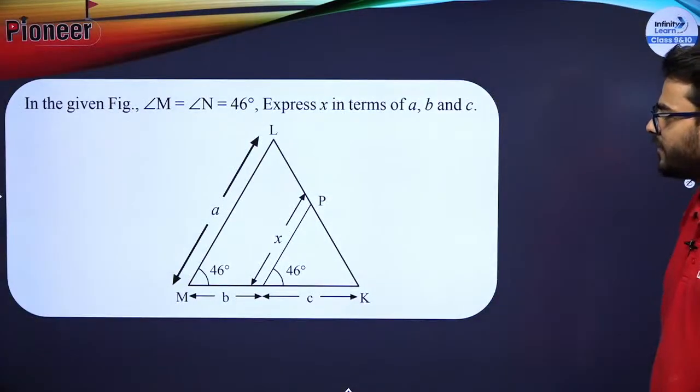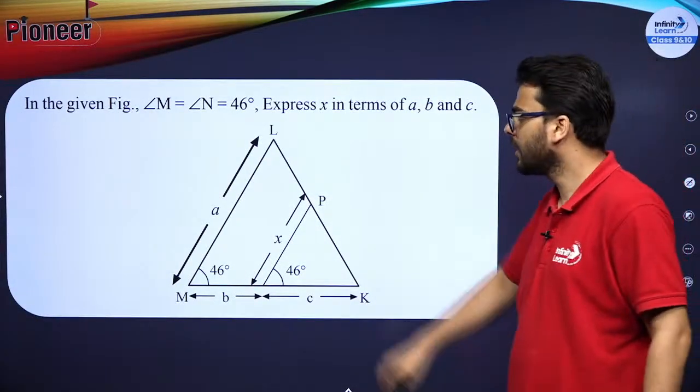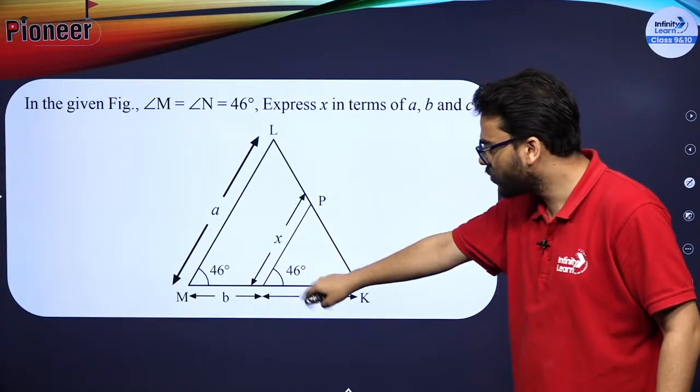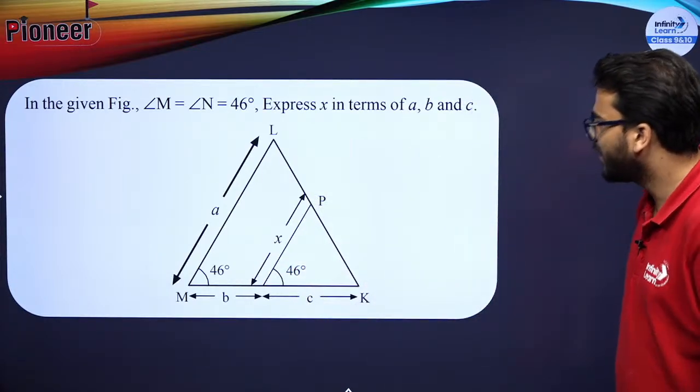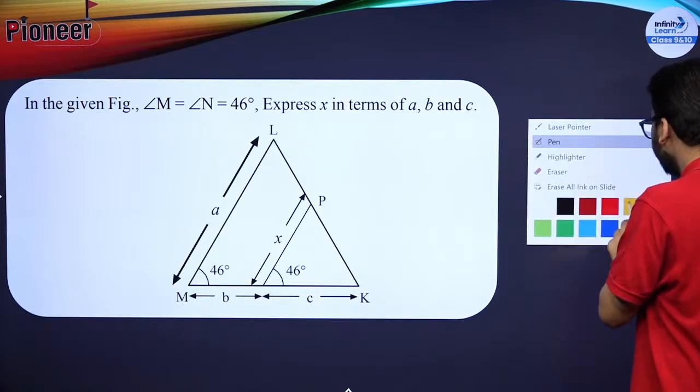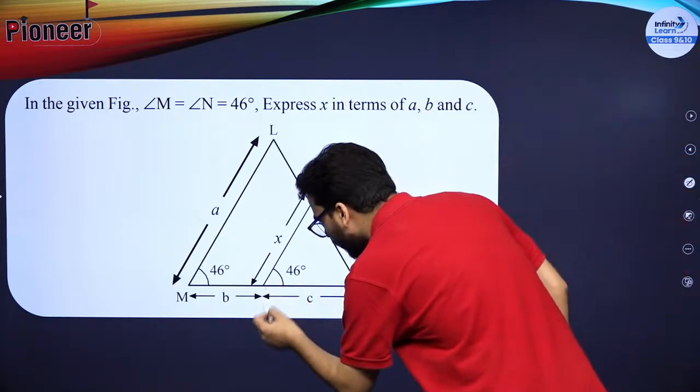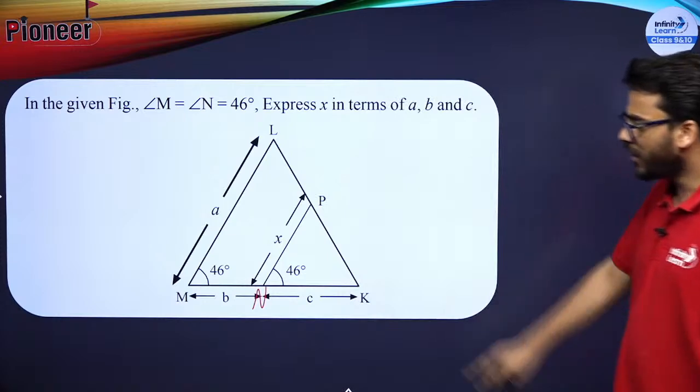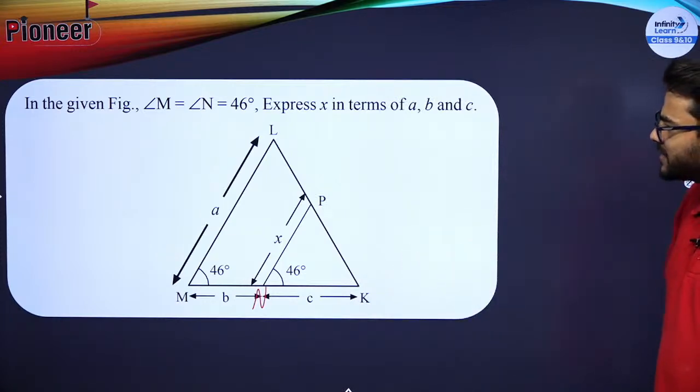Okay, so let's move on to the next one. Can we try doing this question over here? So it is given that M is equal to... Okay, where is N? This one is N, guys. This point is N, okay? This point is N. So M is equal to N is equal to 46 degrees.